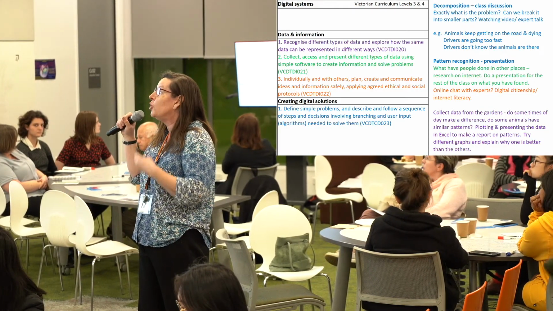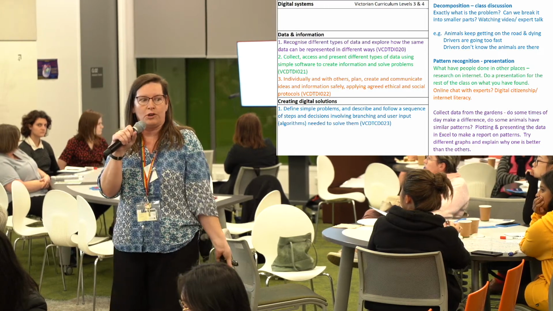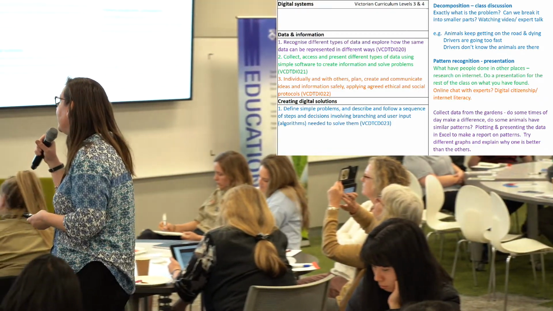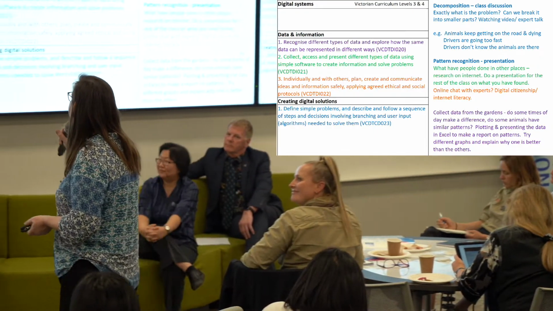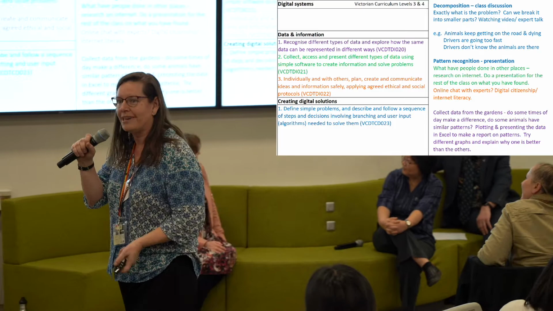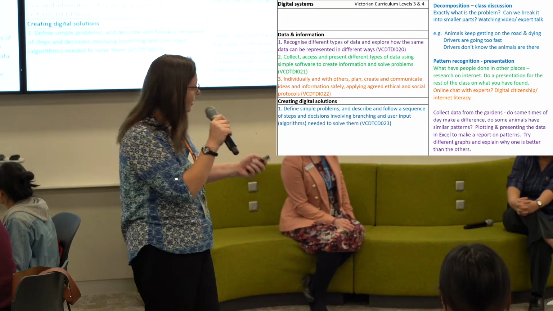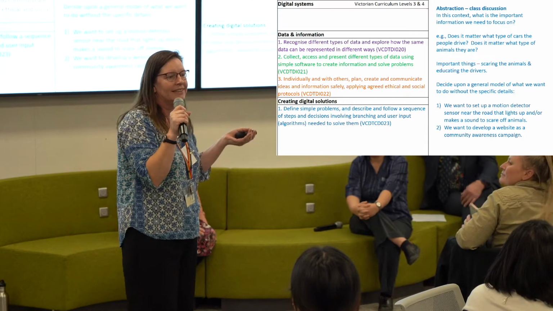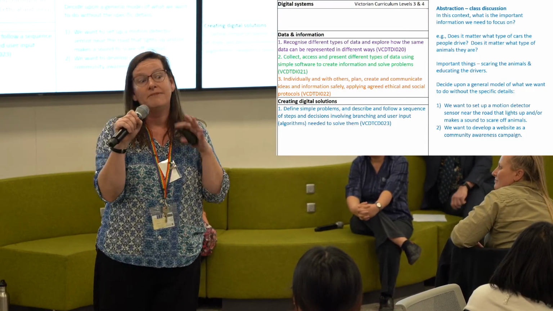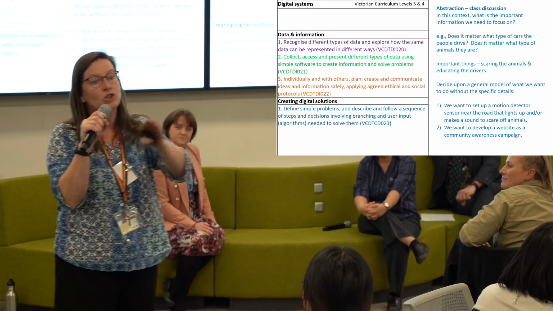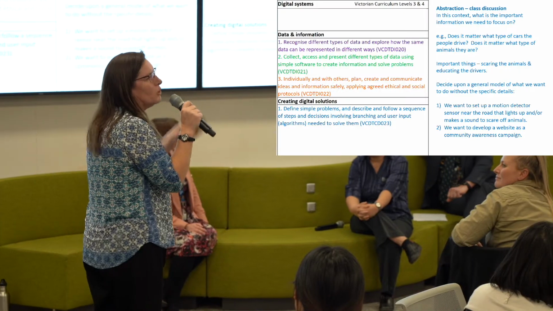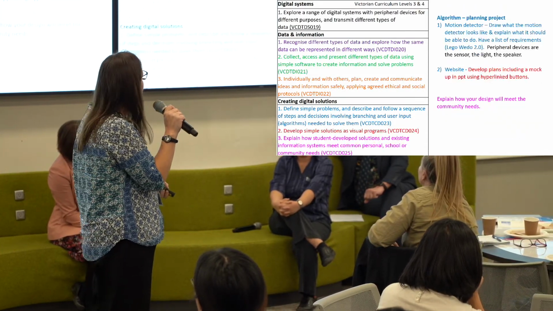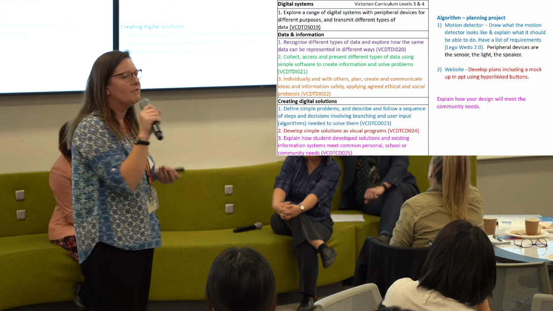And then could we work with other people to come up with some solution? Could we have an online chat with experts? Could we discuss this with people from Cranbourne Gardens, either face-to-face or on Zoom or something? So then you're collecting the data that they already have from the gardens and thinking about how you could manipulate that using digital technologies. Then the next step, abstraction. This is where you say, well, what's important here? Does it matter if the cars are red? Does it matter what time of day it is? So working out what's the important information, what's not the important information, and then what do we want to do? So for example, maybe you're going to make a motion detector, maybe you're going to develop a website.